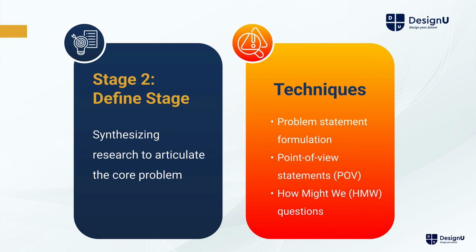Now, defining. How do you define a problem? So you synthesize research to articulate the core problem. So all research that has been done in the empathize phase, you now use it to synthesize and define what exactly your problem is. So what techniques do you use for that? Problem statement formulation, point of view statements, and how might we questions. How might we questions are questions that you ask: how might we do this? How might we do that? How might we, to the problem question, the problem statements that you have generated.